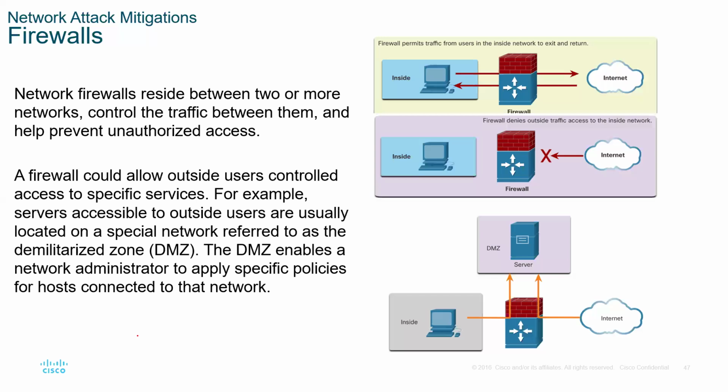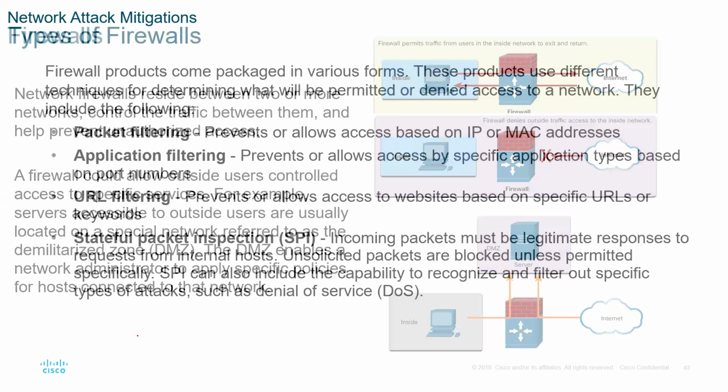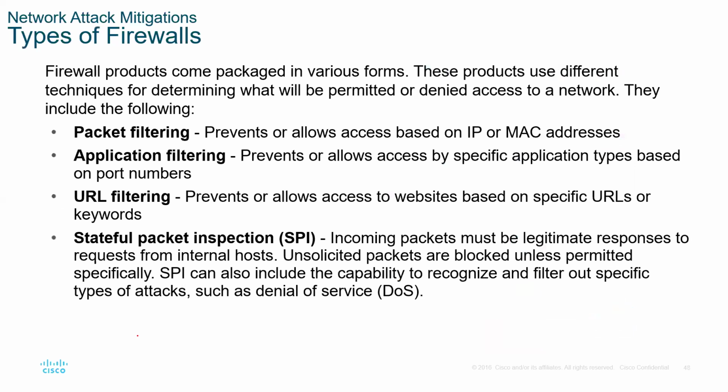All right. A network firewall also resides between two or more networks, so as to control the traffic between them and help prevent unauthorized access. And we have different types of firewall. We have packet filtering, which prevents or allows access based on IP or MAC address. Then you have what they call application filtering, that prevents or allows applications from going out based on their ports. Then you have URL filtering, where you will specify certain websites that you want to allow or deny.